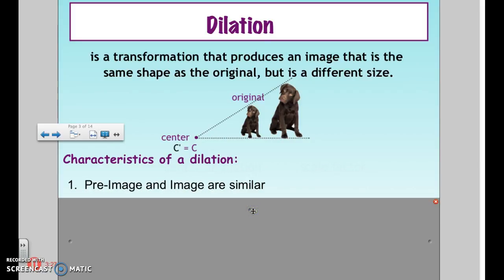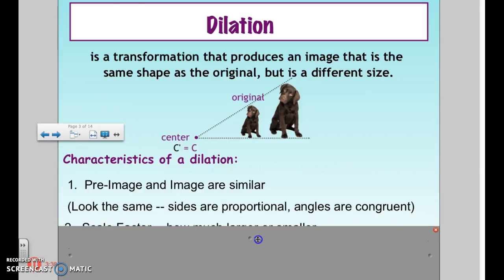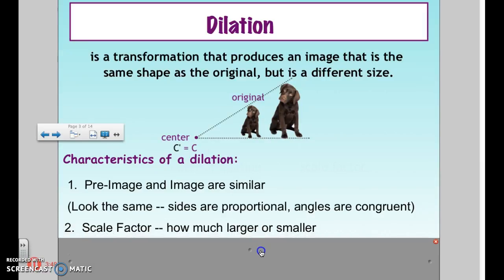The first characteristic is that the pre-image and image are similar, whereas with the other three types of transformations, all the shapes are congruent. These will not be congruent. You need to look to see that the sides are proportional and that the angles are congruent. If the angles are not congruent, the shapes will appear to be different shapes. The second characteristic is that you're going to have a scale factor, something that you multiply by to increase or decrease the size of the original shape.